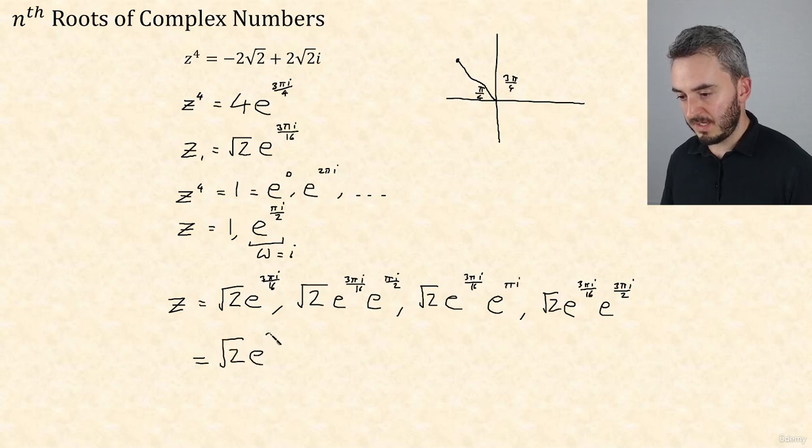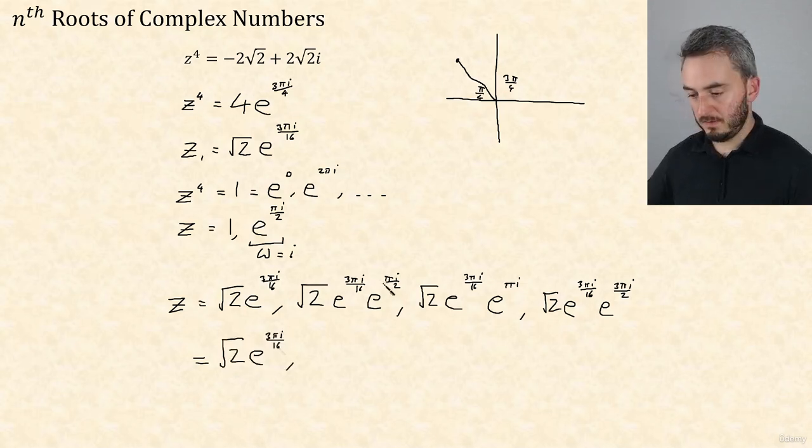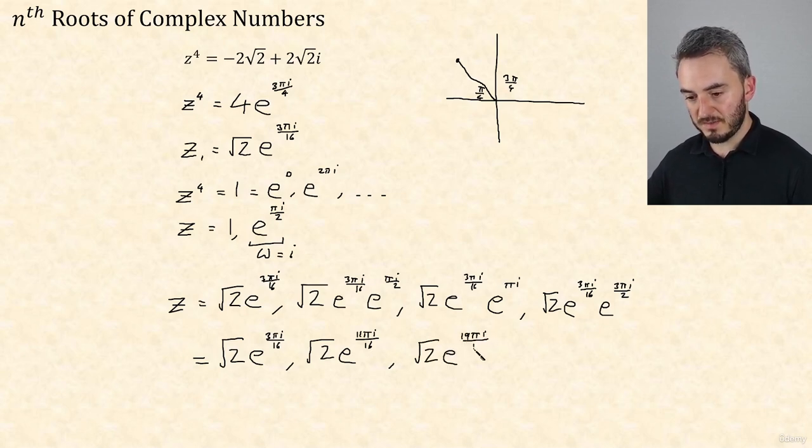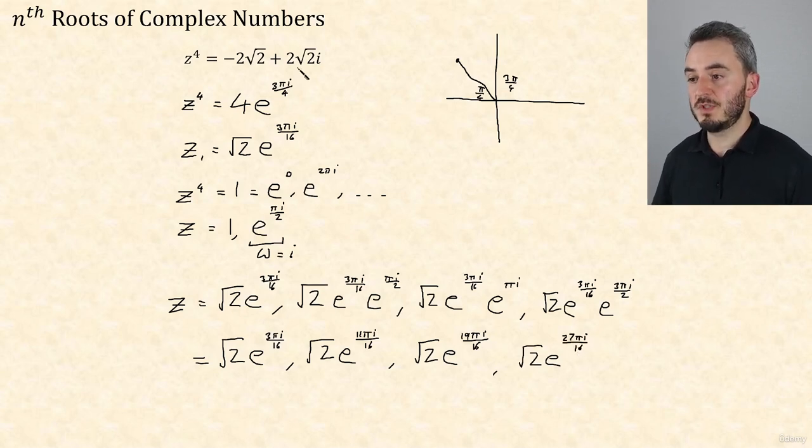So this first one can stay as it is. The second one, I'm simply adding these powers, giving me root 2 e to the 11 pi i over 16. Adding the powers of the next one, I get root 2 e to the 19 pi i over 16. And the last one, root 2 e to the 27 pi i over 16. And so there are our 4 roots of this number.